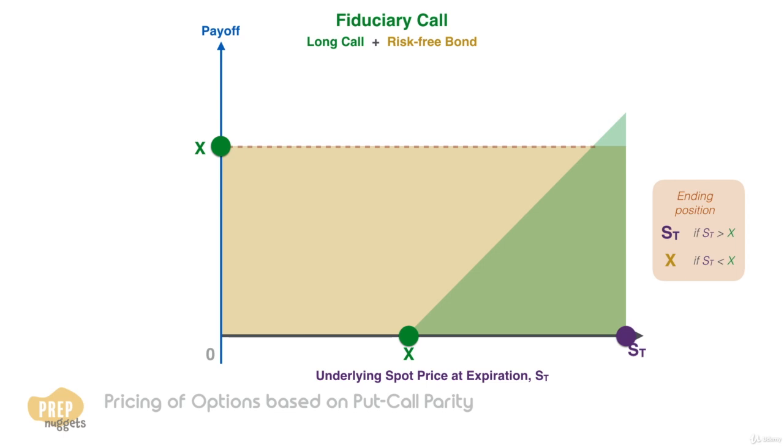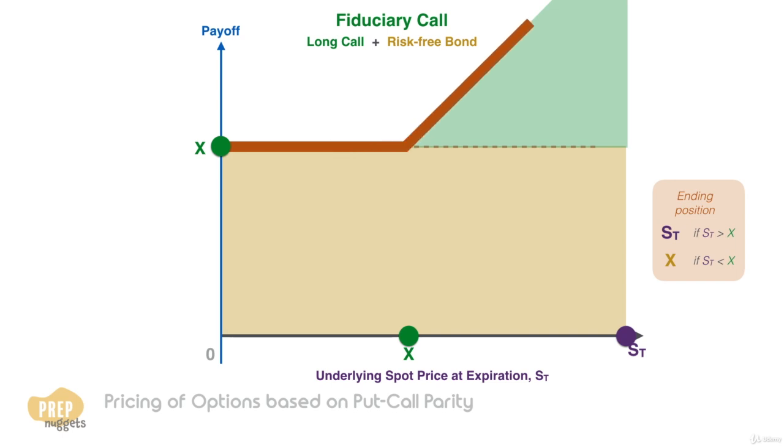If we were to add up the payoffs from these two positions, the combined payoff will follow this orange line. Again, notice that this is consistent with the investor's ending position, which is ST when ST is greater than X, and X when ST is less than X.